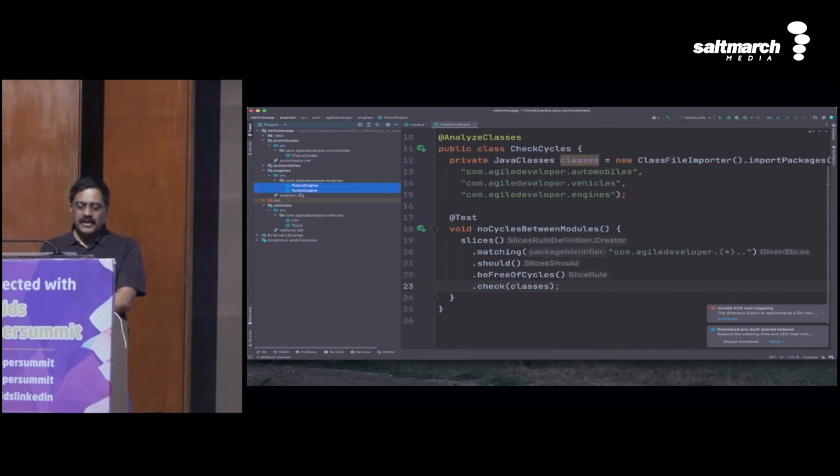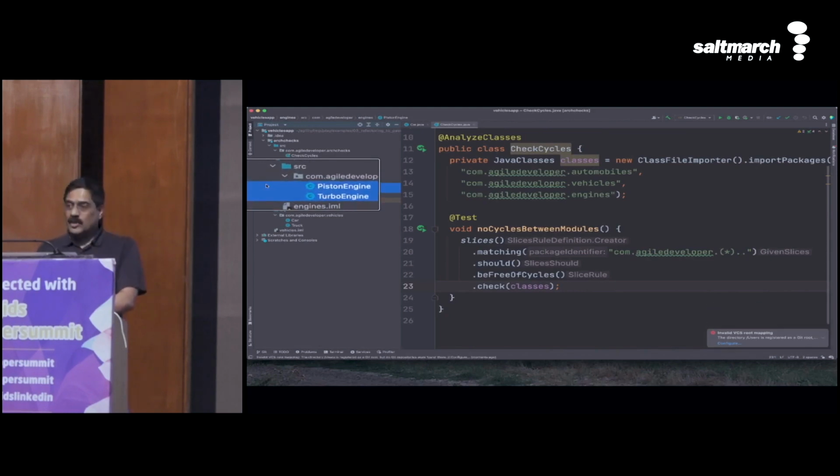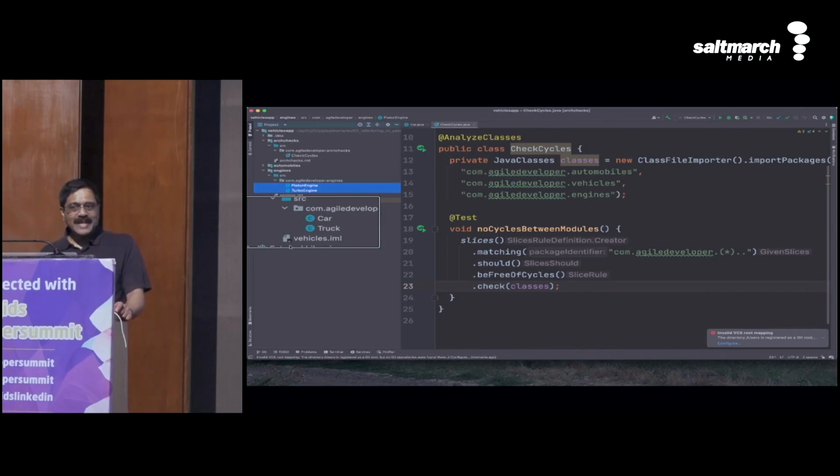So here's my engine. So what am I doing? In the engines, I have piston engine and I have turbo engine, right? What's missing? The engine itself. Similarly, here's the vehicle. I have car and truck. What's missing? The vehicle. Because the cycle came from the interfaces being used by the classes, right?